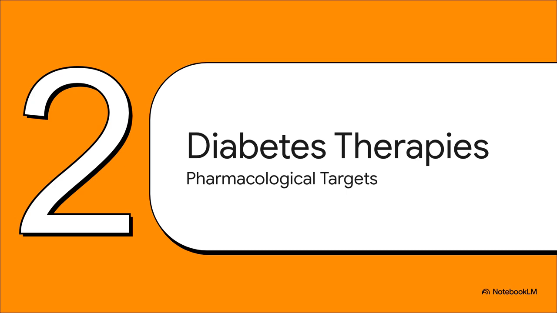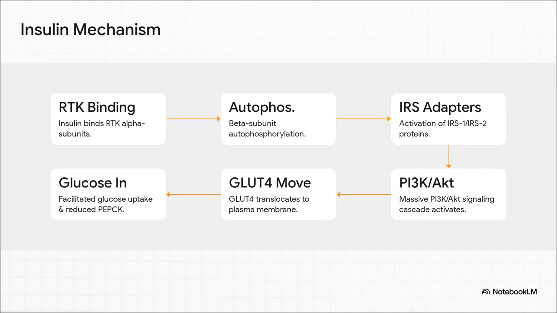This all links straight back to cellular receptor physiology. Let's unpack the exact mechanisms used to manage both type 1 and type 2 diabetes. Step by step, we have to lay out the cause, mechanism, and consequence of exogenous insulin binding for type 1 diabetes.